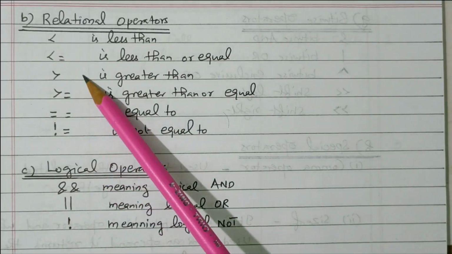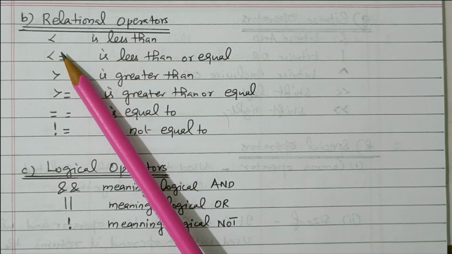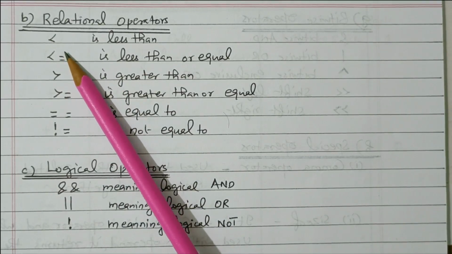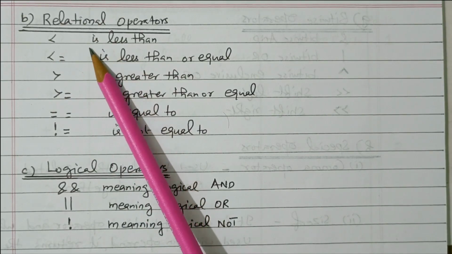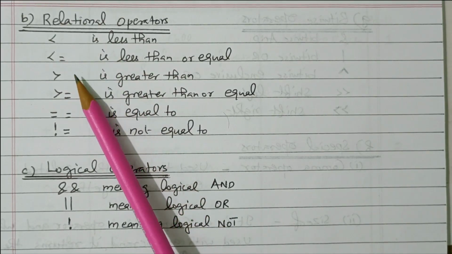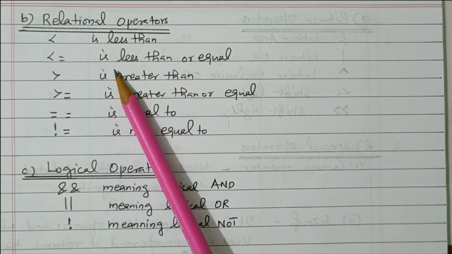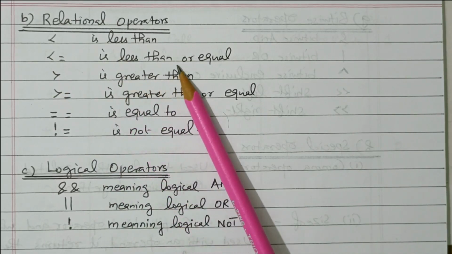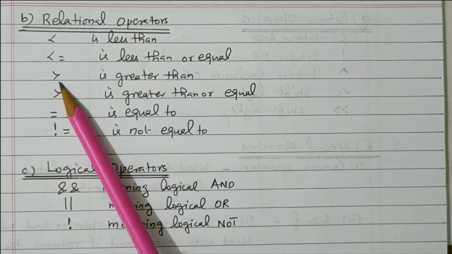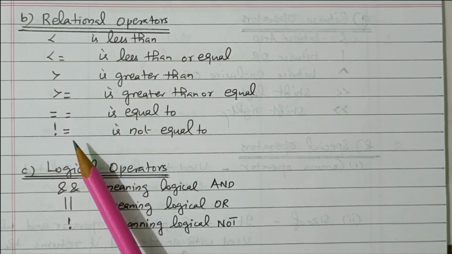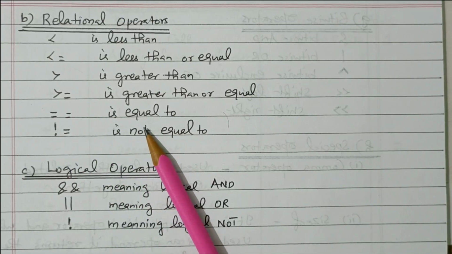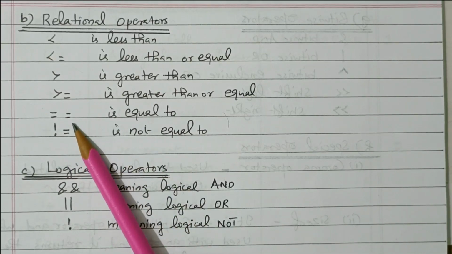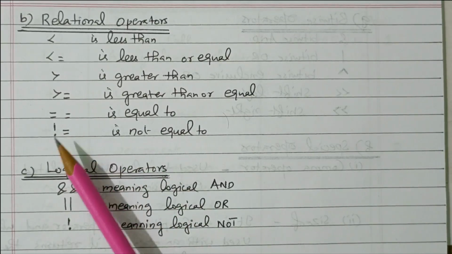The next operator is the relational operator. Less than and greater than. That is the relation between the two variables. Less than, this is used for less than. It will check whether the variable is lesser. Less than or equal, it will check whether it is less than or equal to that variable. Similarly, greater than or equal. Then double equal means it will check whether both the variables are equal. Single equal is the assignment operator. It will assign the value.